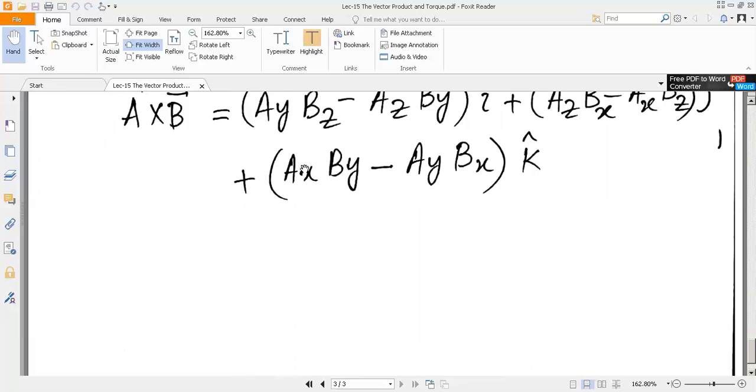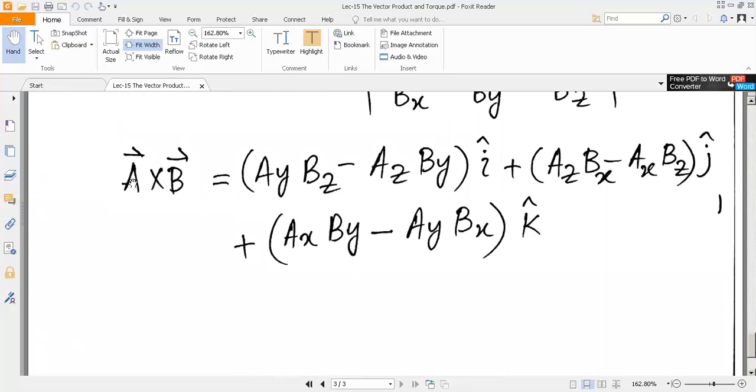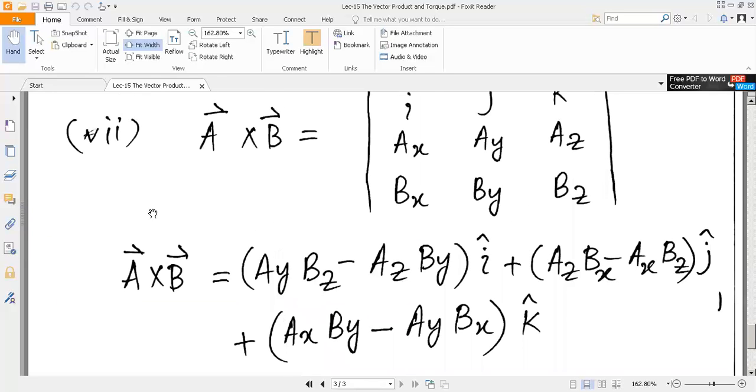So this expression is representing the cross product of two vectors which are having the rectangular components along the three axes: x-axis, y-axis, and z-axis.